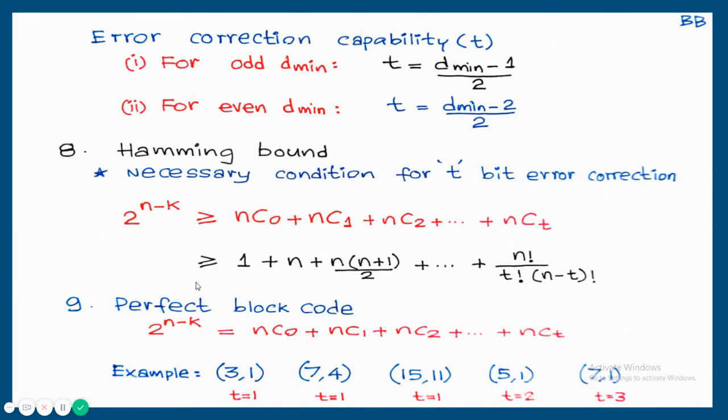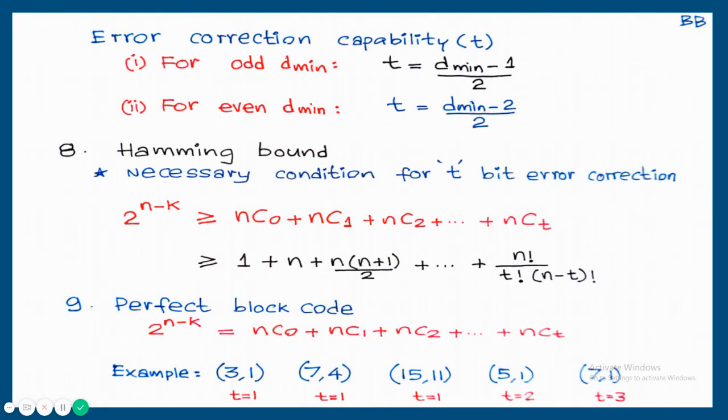The most efficient block codes are known as perfect block codes. So the condition for a perfect block code is 2 raised to n minus k is equal to nC0 plus nC1 plus nC2 plus etc. plus nCt. For any block code, if this condition is satisfied, that block code comes under perfect block code. I'm showing some examples here.